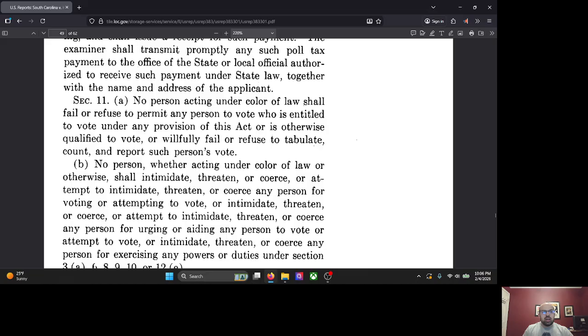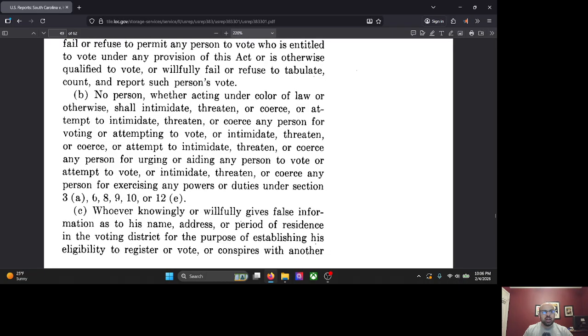Section 11. A. No person acting under color of law shall fail or refuse to permit any person to vote who is entitled to vote under any provision of this act or is otherwise qualified to vote, or willfully fail or refuse to tabulate, count, and report such person's vote.